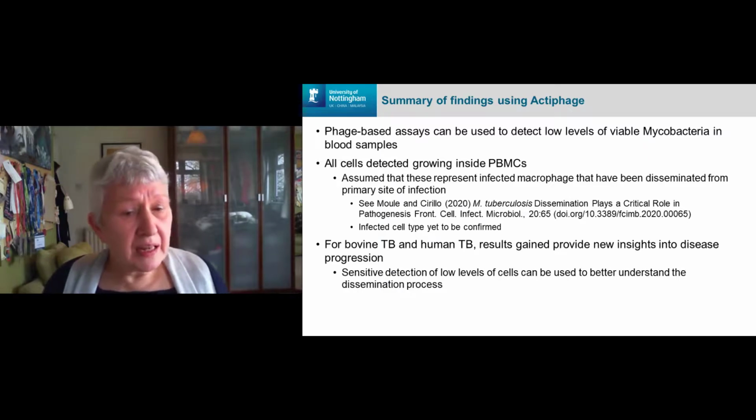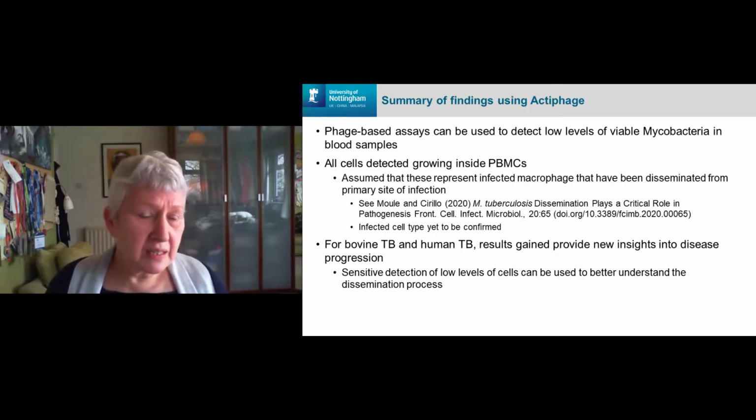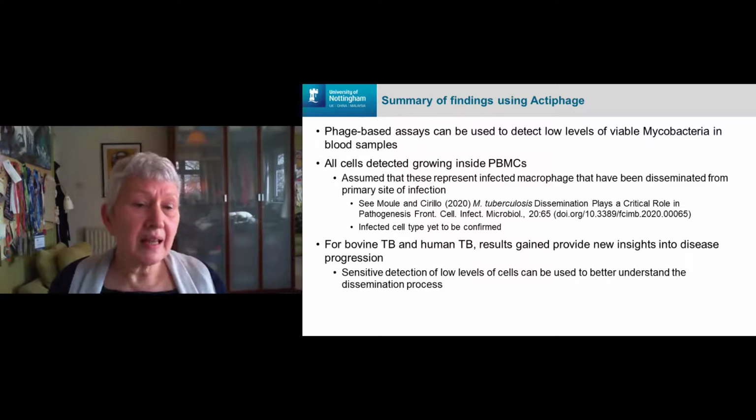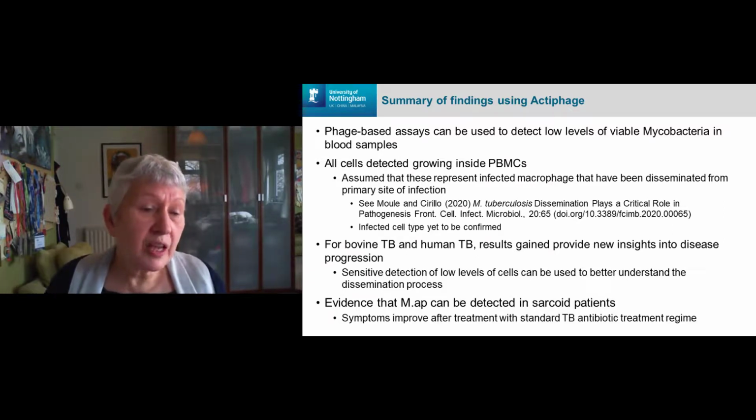For bovine TB and human TB, these results have gained new insights into disease progression. For bovine TB, the fact that the bacteremia develops much earlier than expected, and in human TB, potentially a signature of this transition from exposure to active disease. And also we have some preliminary evidence that we can detect MAP in human patients classified as sarcoid, and that patient did improve when treated with a standard TB antibiotic regime, which will cross over and affect a lot of different types of mycobacteria.